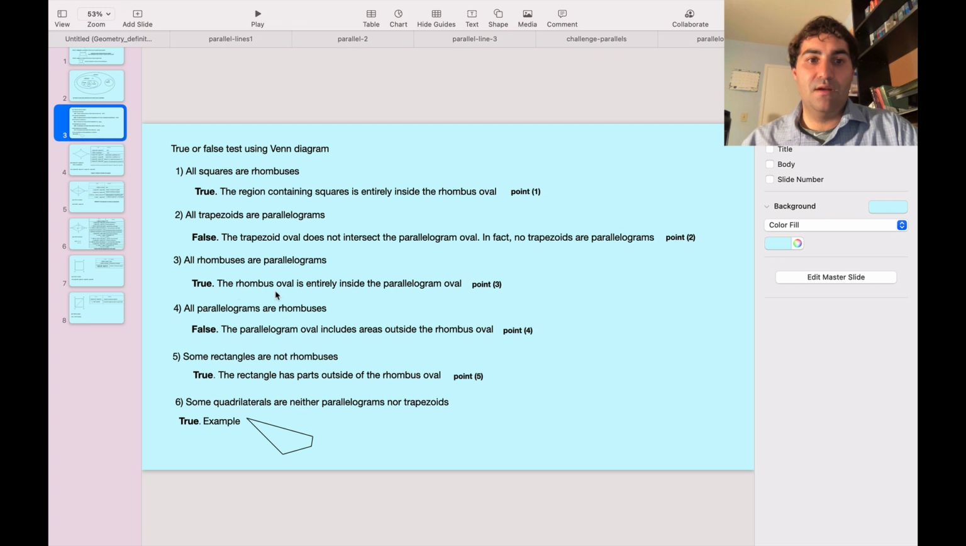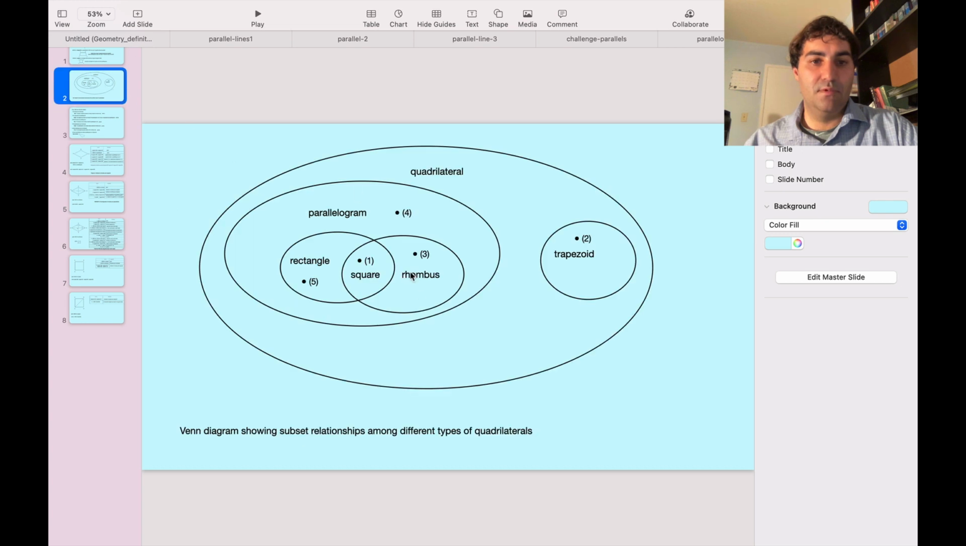Statement 3, all rhombuses are parallelograms. That's true. The rhombus oval is entirely inside the parallelogram oval. Look at point 3. So the rhombus oval is here, and it's entirely inside the parallelogram oval. So all rhombuses are going to be parallelograms.